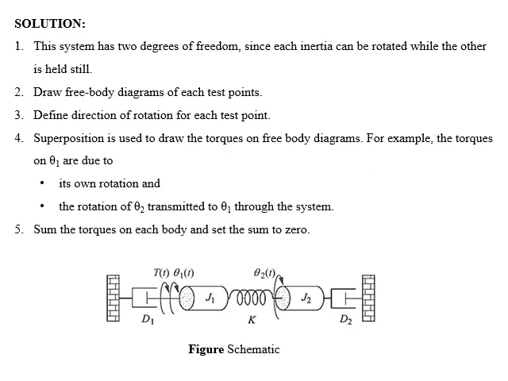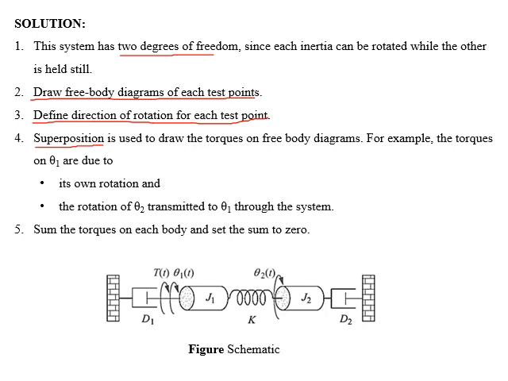Students, the solution starts by finding the degree of freedom for a system. In the last slide, we have already identified that for this system, degree of freedom equals 2. After degree of freedom, we will draw a free body diagram for each test point. Then afterwards, we will define the direction of rotation for each test point.